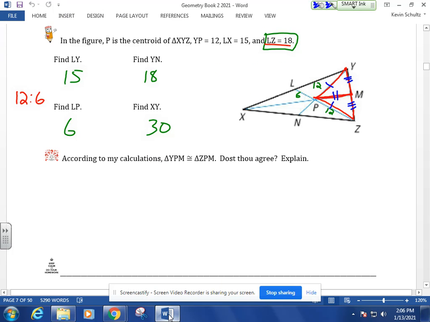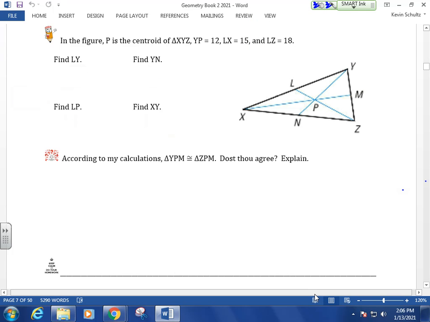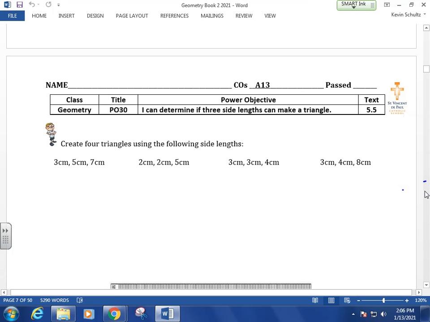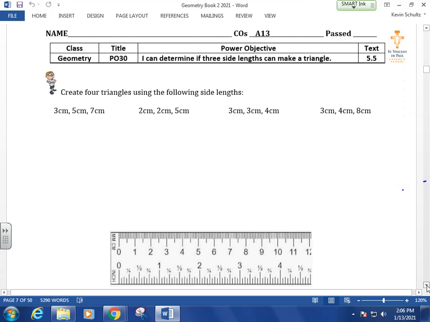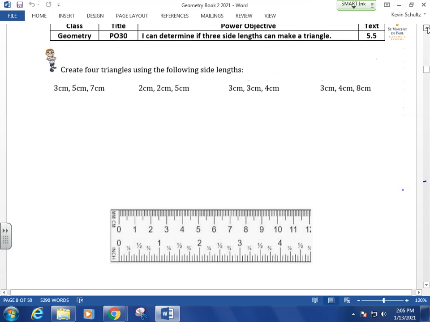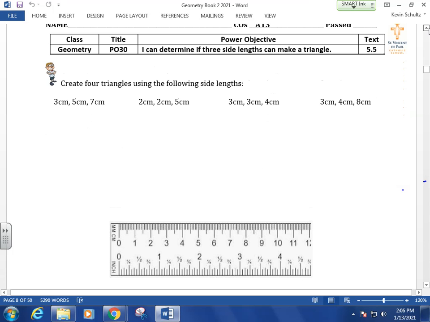So in CO30, what I'd like you to do, it says create 4 triangles using the following side lengths. The first one, 3, 5, and 7. The second one, 2, 2, and 5. The third one, 3, 3, and 4. And the fourth one, 3, 4, and 8. Make sure you're using centimeters, otherwise inches gets to be really big for the page.